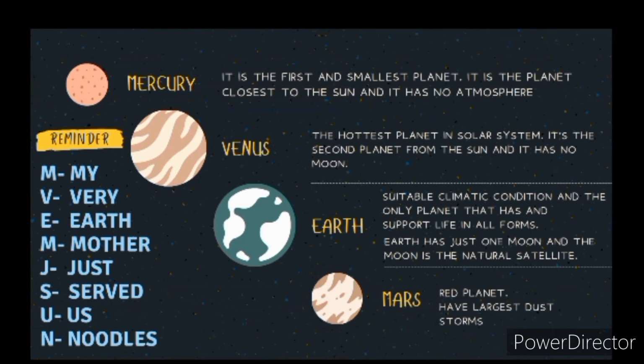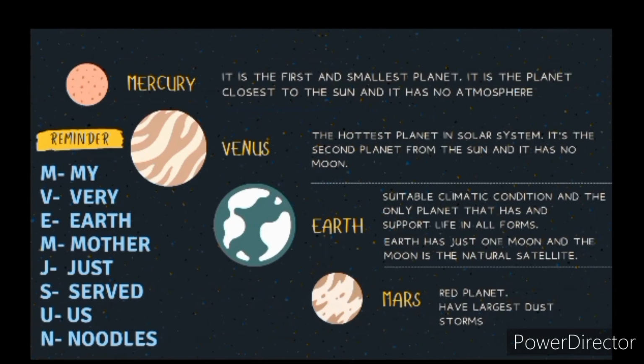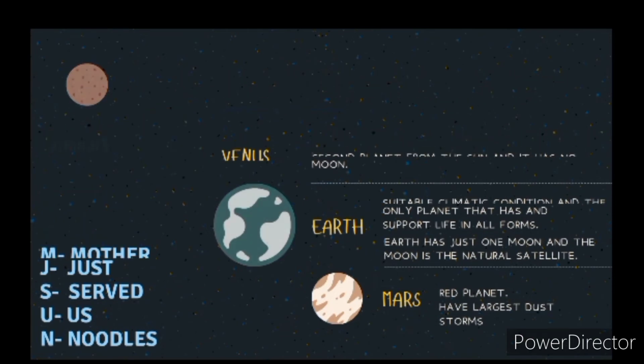Then Earth, wow, this is where we live. It has suitable climatic conditions, and it is the only planet that has and supports life in all forms, whether in humans, plants, or animals. Now, Earth has just one moon. How many moons? One moon. And this moon is a natural satellite. Then the next is Mars. It is known as the red planet, and it has the largest dust storms.